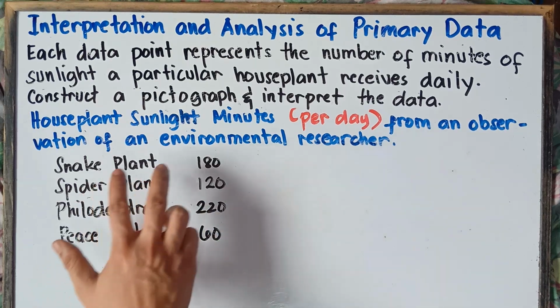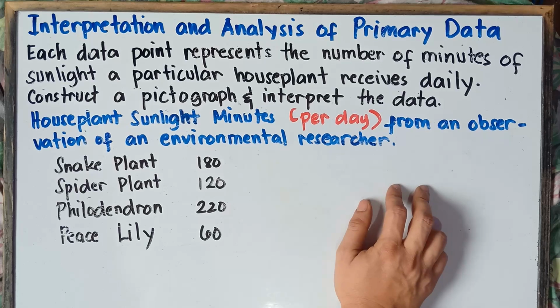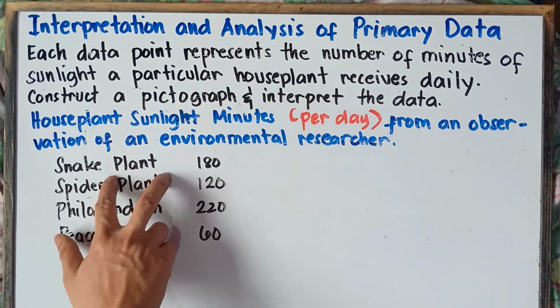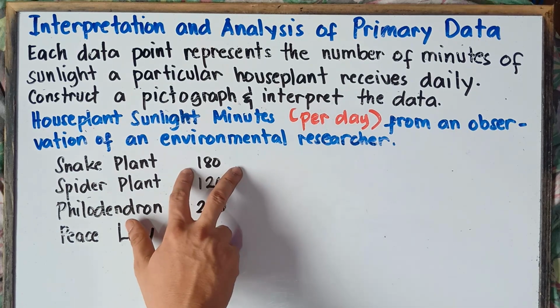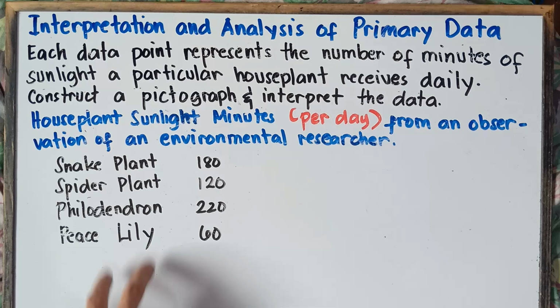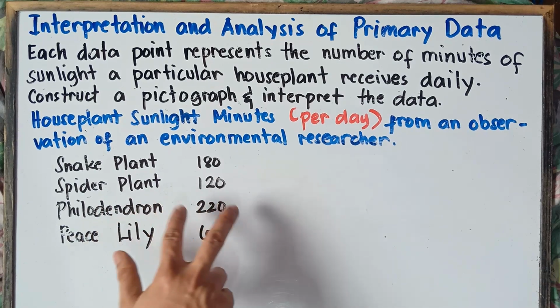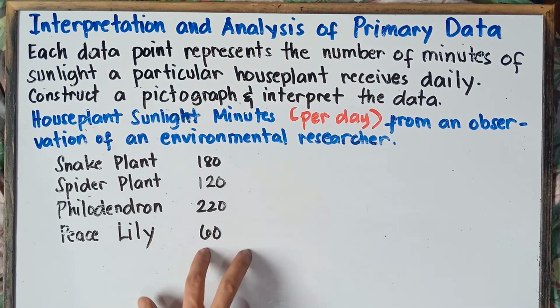So we have given houseplant sunlight minutes per day from an observation of an environmental researcher. We have the houseplants: snake plant, with 180 minutes of sunlight; spider plant, 120 minutes; philodendron, 220 minutes; and peace lily, 60 minutes.